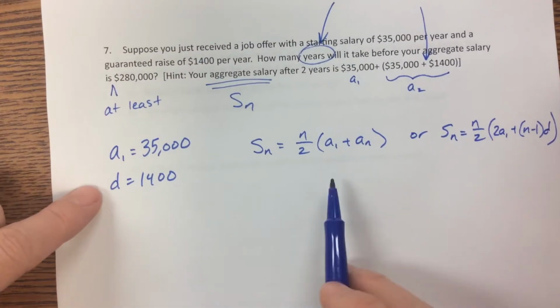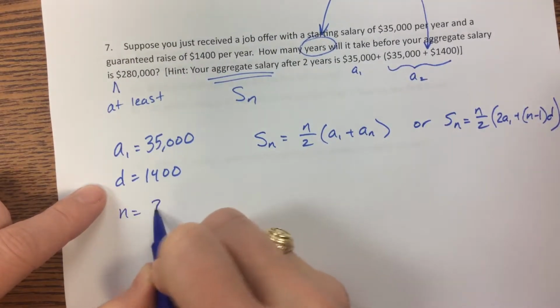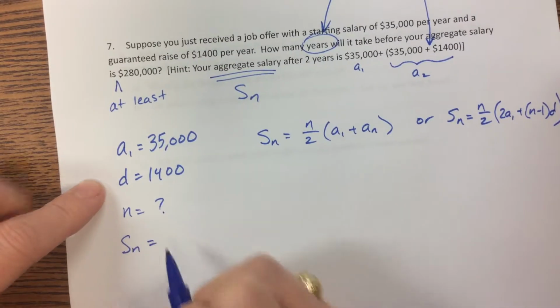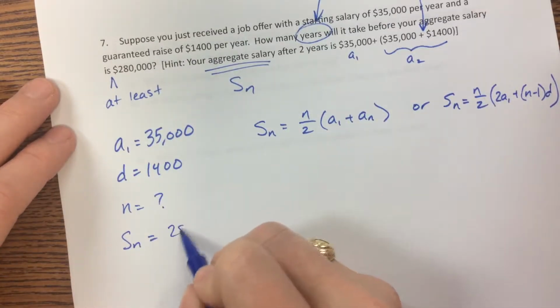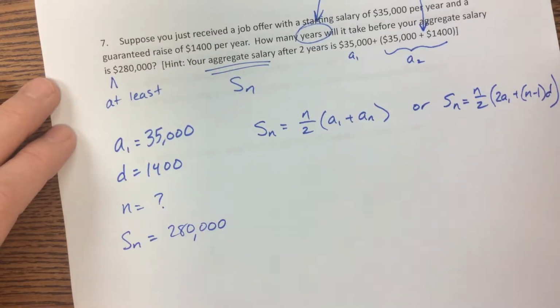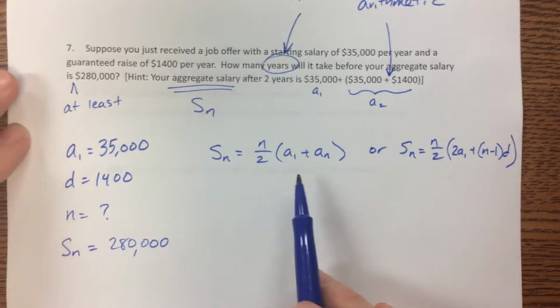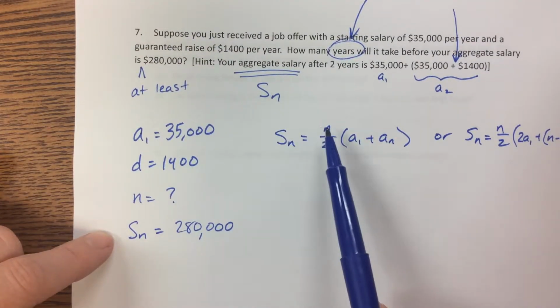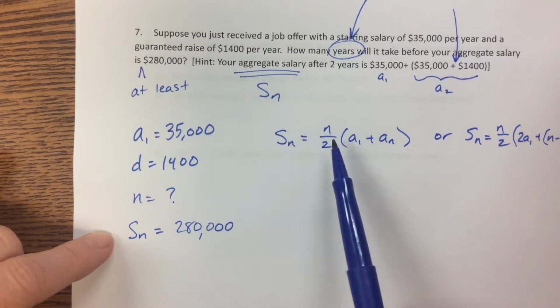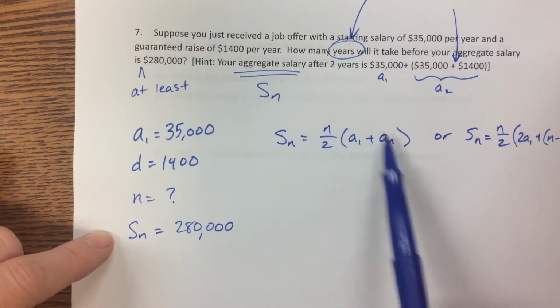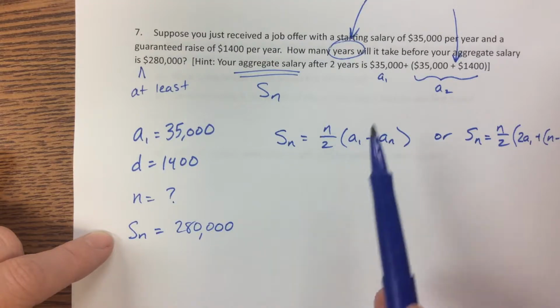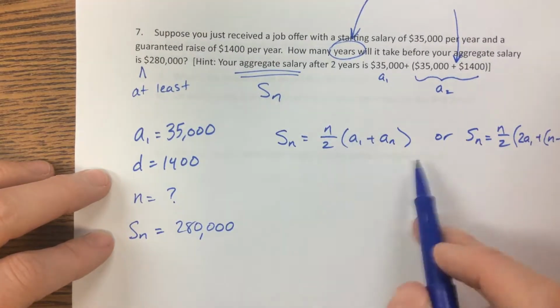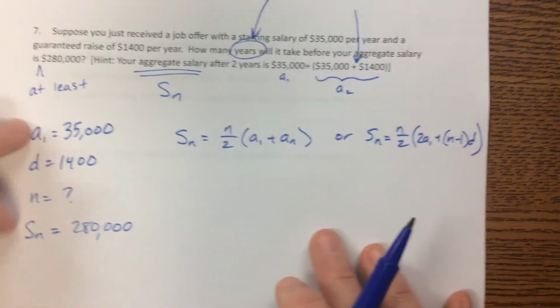Well, notice this one, I don't know n, but I do know the total. I do know that the total is $280,000. So if I tried to use, sorry, that doesn't all fit on the screen. If I try to use this formula, I don't know n, I know S sub n, I don't know n, I know A sub 1, I don't know A sub n. That gives me two unknowns. So two unknowns but only one equation isn't going to work.